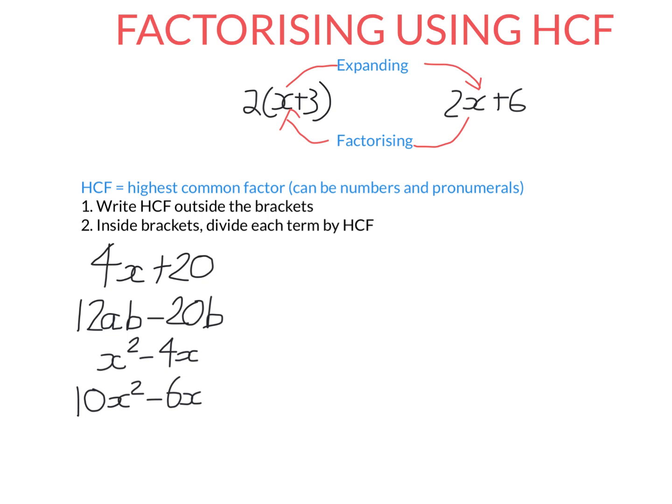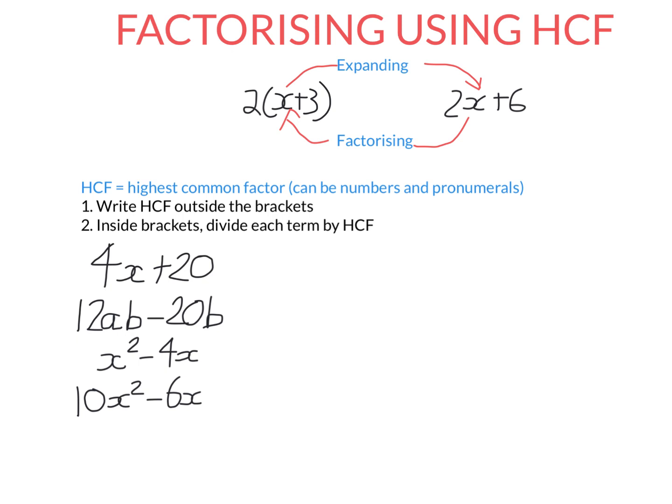Now we're factorising. We're going to start off with an expression that has no brackets, end up with something that does have brackets. Expanding and factorising undo each other just like multiplying and dividing. So if you multiply a number by 4, then divide your answer by 4, you're back where you started. Similarly here, if we expand an expression and then factorise it, we're back to where we started.